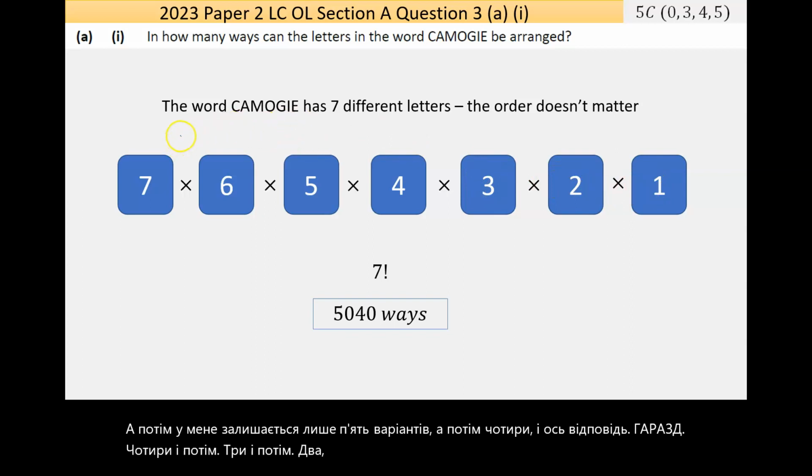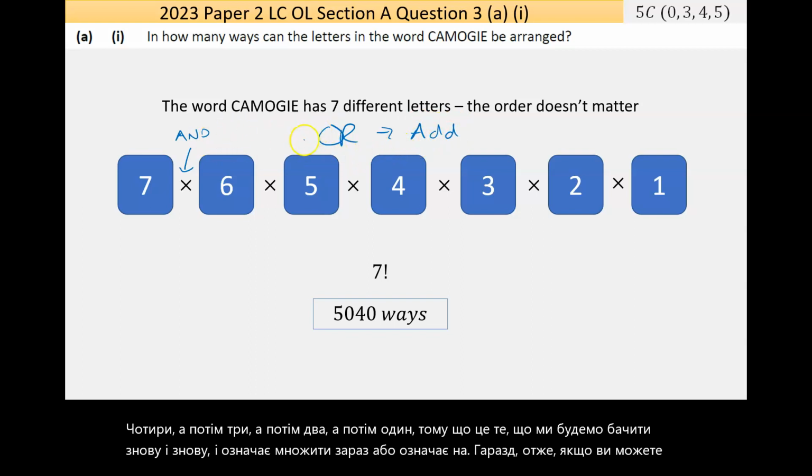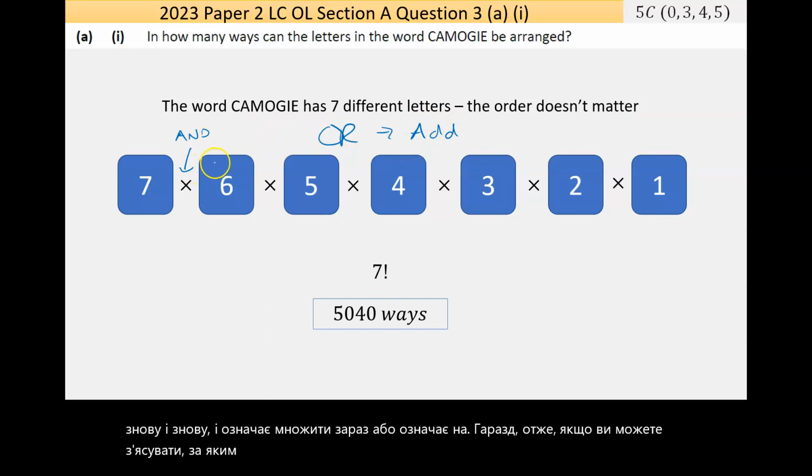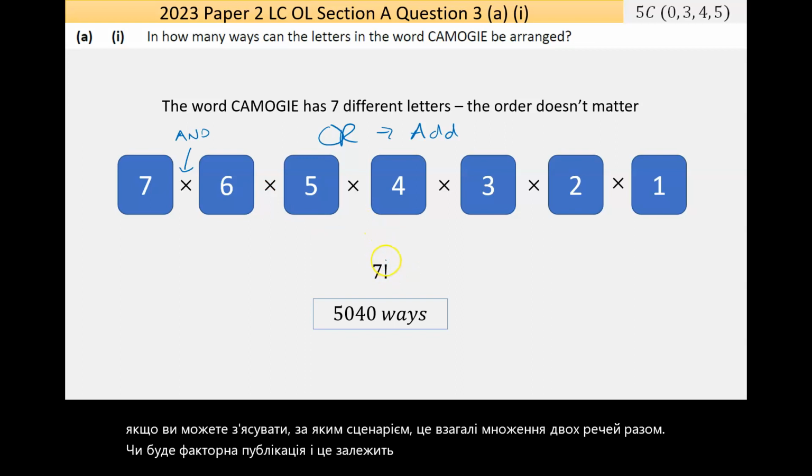And because it says "and", and this is something we'll see over and over again, "and" means multiply. Now, "or" means add. So if you can figure out in probability which scenario it is, even multiplying 2 things together, you'll get the factor multiplication there. Now it depends on the marking scheme, but that's the same thing as 7 factorial.